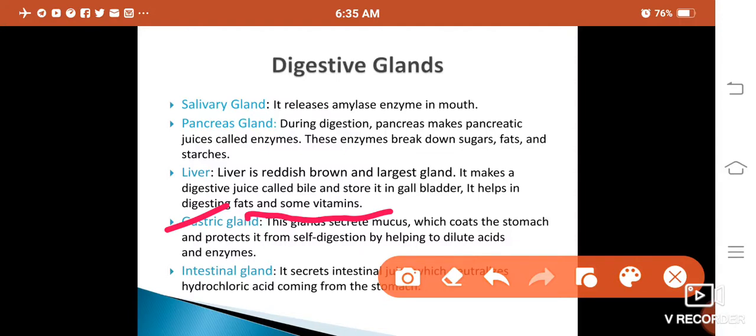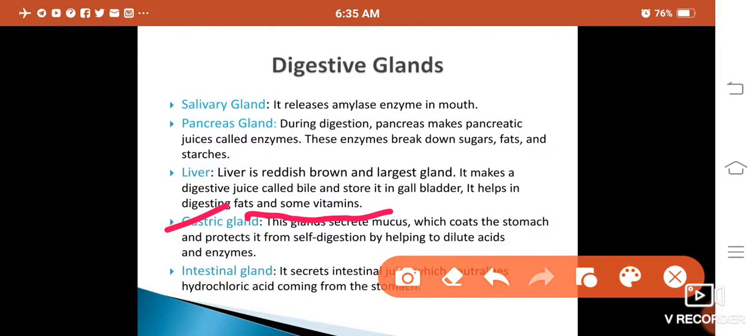See, beta, what happens in the stomach? The wall of the stomach releases hydrochloric acid, because the enzyme named pepsin works in an acidic medium, which breaks down proteins. So there must be a mucus which protects the internal lining of the stomach, otherwise HCl is a highly concentrated acid. It will definitely burn what? The inner lining of the stomach, but mucus protects it.